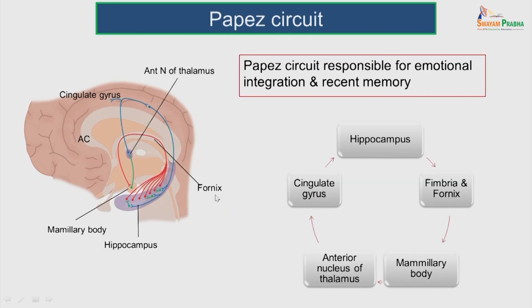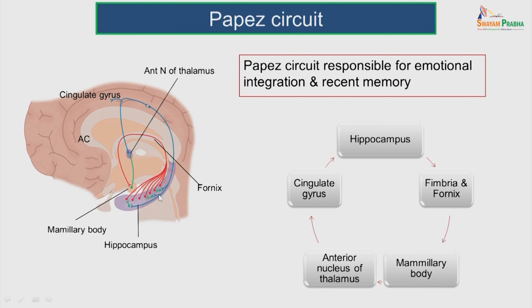Okay, as I said, I was telling you there is a recent memory, the function of hippocampus and the amygdaloid. So, what is this circuit? How is this circuit the one which is important? Papez found this out in 1937, and he named it the Papez circuit, which is responsible for emotional integration and recent memory.